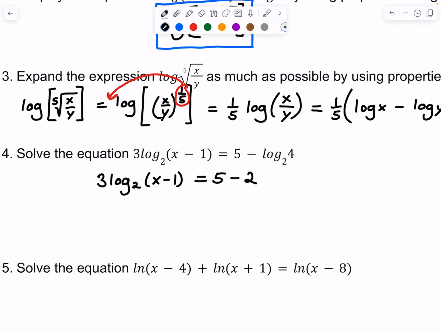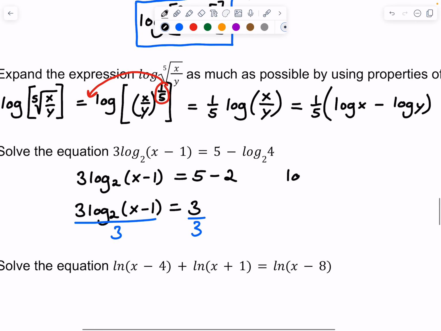And we are already down to 1 logarithm. From here, all we have to do is move all the numbers over to one side. So first, I'm going to do 5 minus 2. And then, because I want to get the logarithm by itself, I'm going to divide both sides by 3. And then I get log base 2 of (x minus 1) equals 1.